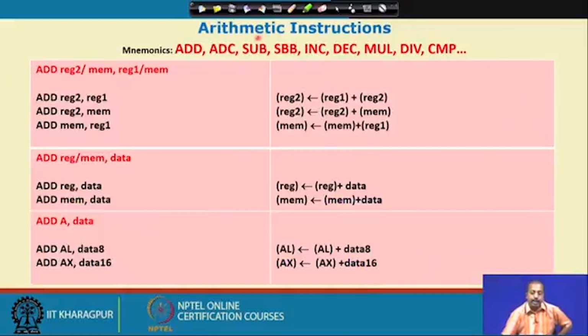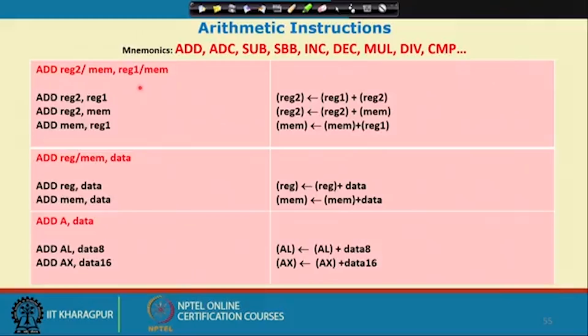Next, we have the arithmetic instructions. So far we had the data movement or data transfer instructions. Now we have the arithmetic instructions. In arithmetic instructions, we have add as the first exemplary instruction. We can have operands like register 2 and register 1, and the meaning is that register 2 will get the content of register 1 plus register 2. The flags are affected; it is not specified here directly, but while discussing the status flags.